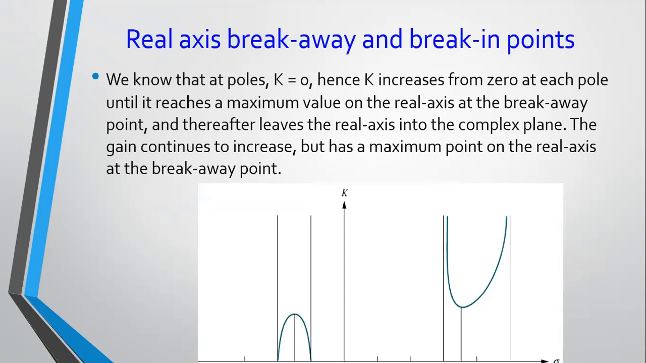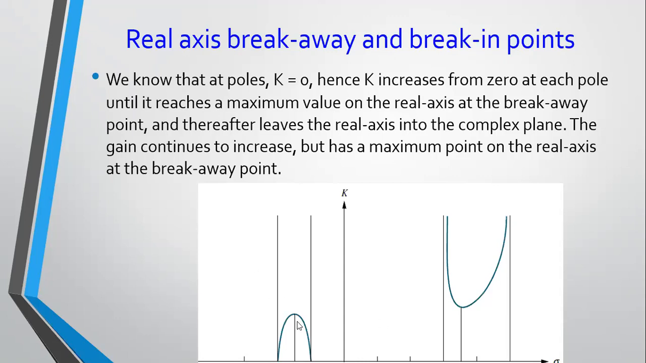Now, let's do a similar analysis for the break-in point. We know that at the zeros, the gain k will be infinity, because this is where the root locus ends. So this is the converse of the breakaway point. It means when your root locus arrives at the break-in point, the gain has to keep increasing to be able to reach infinity at these two zeros. So again, for the segment on the real axis, you have a minimum point at the break-in point, and then your gain keeps increasing.